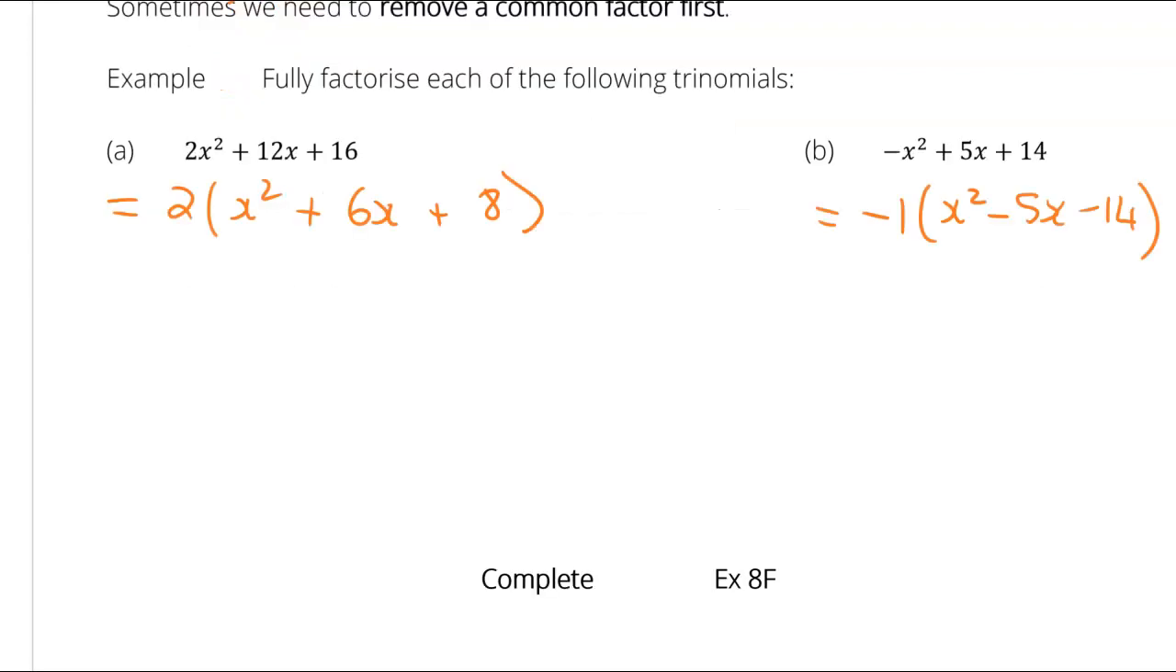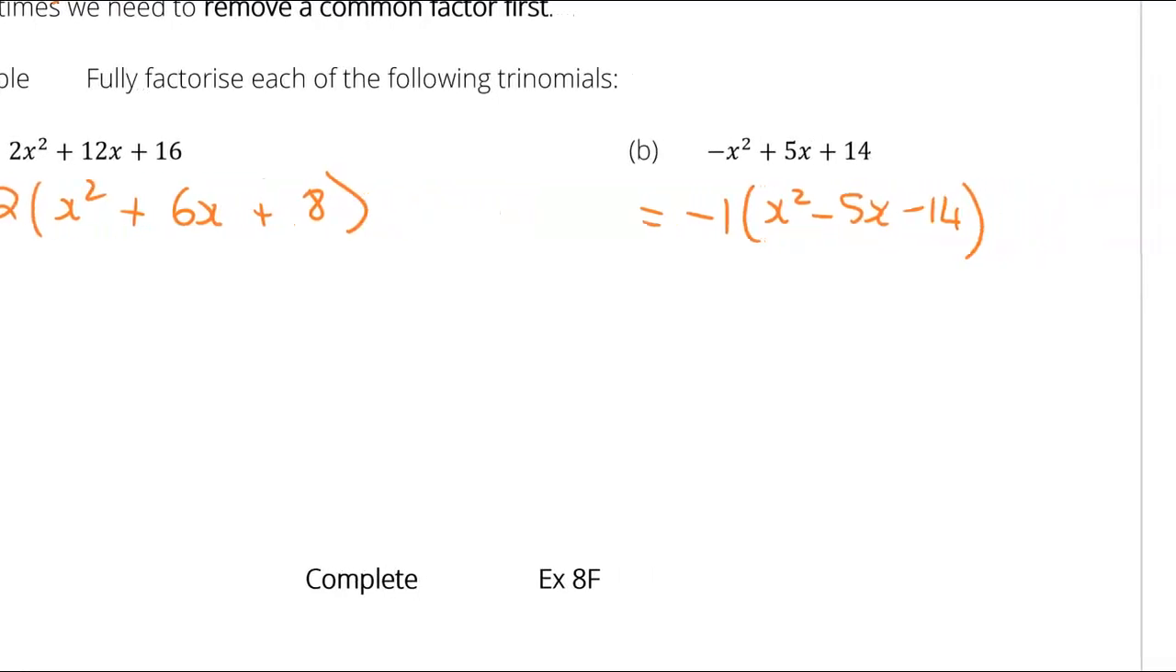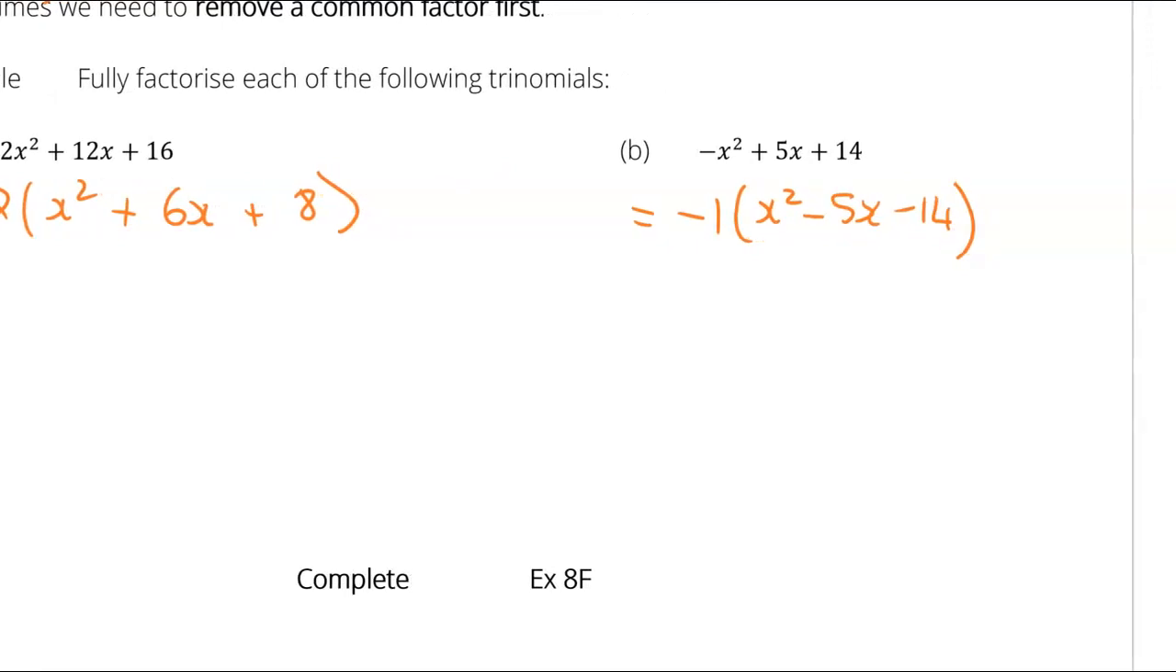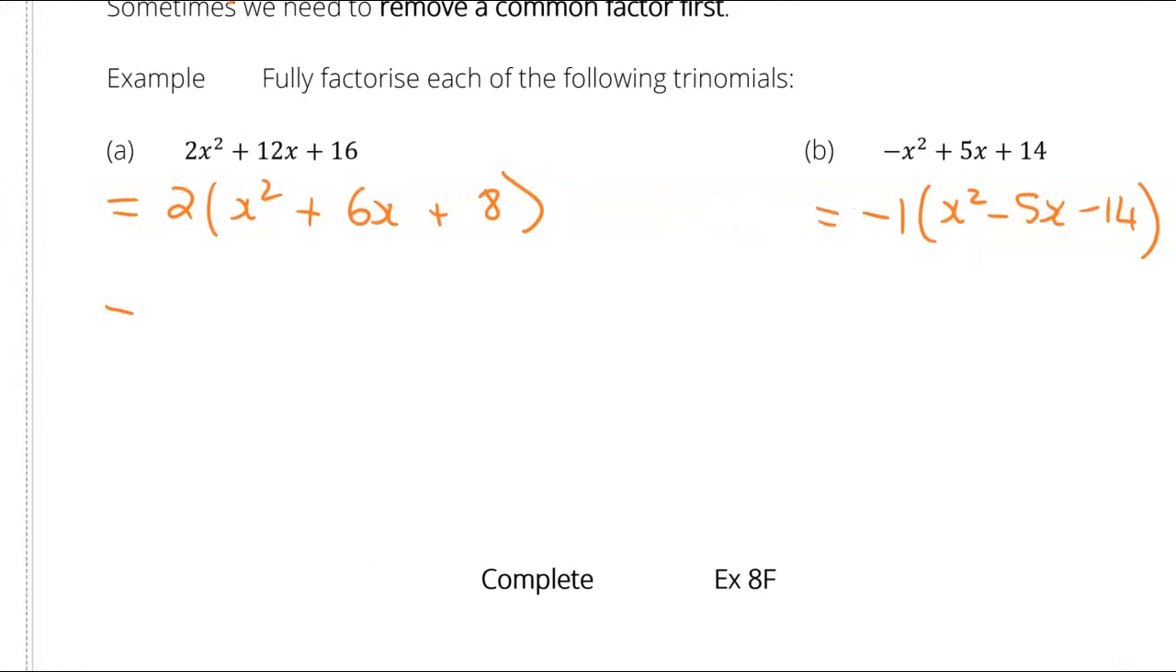And the best thing you do is you just take the negative out. Factorise out negative 1. Do not even try and factorise that one. Just factorise out negative 1 and then go from there. This one haven't finished. Two numbers that multiply to give 8 and add to give 6.